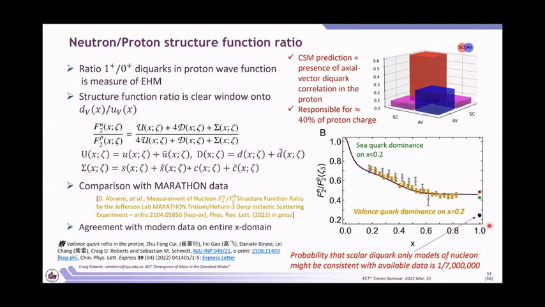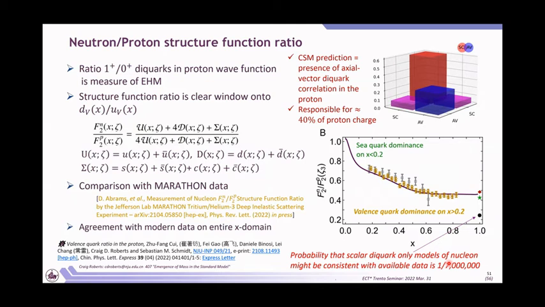And this is the scalar diquark only point again. If only this scalar diquark produced the proton normalization, then this ratio would be 0 at x equals 1. But the data, our previous analysis, model independent, and our current calculations show the probability of a scalar diquark only proton is 1 in 7 million.